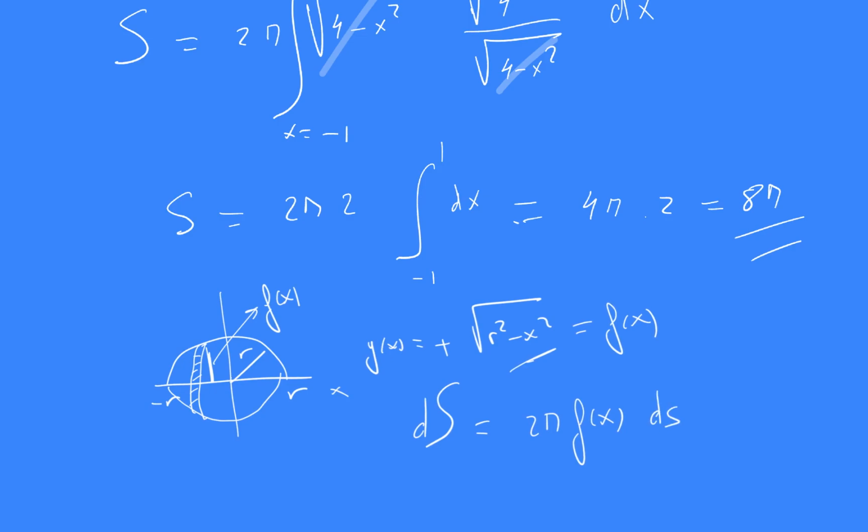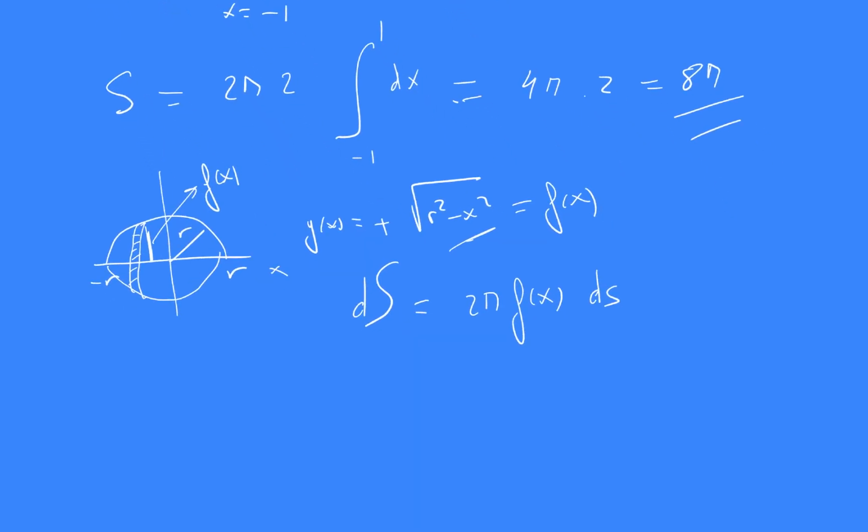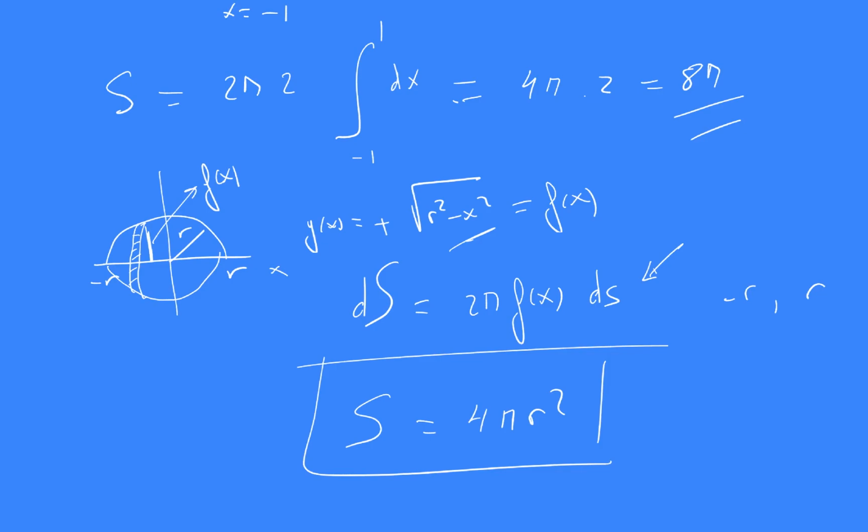Can I find a general formula to prove that the area S, when I integrate this expression from minus r to r, is 4 pi r squared? This is your challenge, to prove that the surface area of a sphere is 4 pi r squared in a general formula. You can do it. Okay, let's go to the next problem.